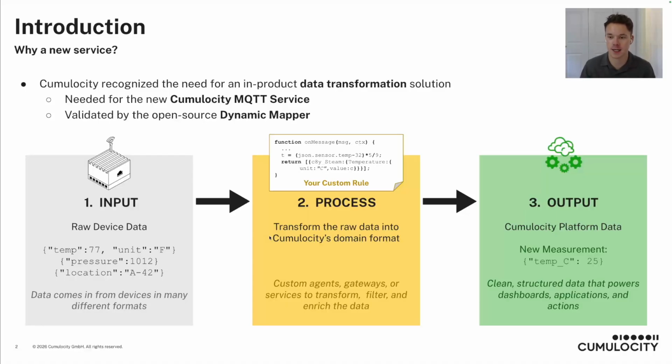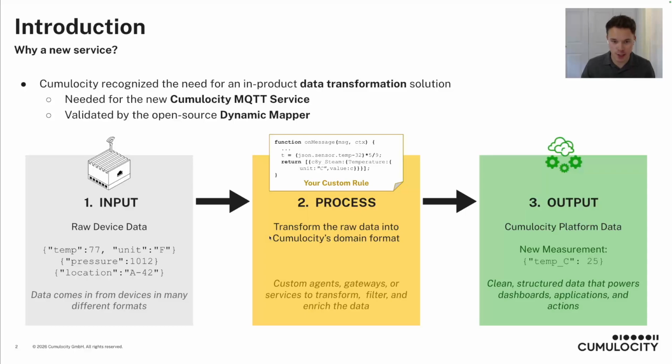We need to harmonize that data into the standard format so that you can do things downstream like analytics or offloading. We validated this use case with the open source dynamic mapper. I'll touch more on that in just a moment. But the idea is really this, right? You take your raw input device data, you process it using some piece of code or some custom agent right now, and then you have your Cumulocity standardized output. This is really the whole flow that we want to enable through this new application.